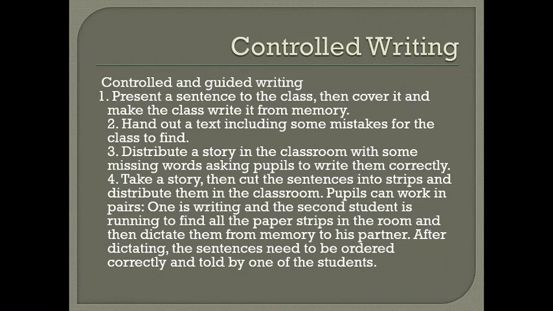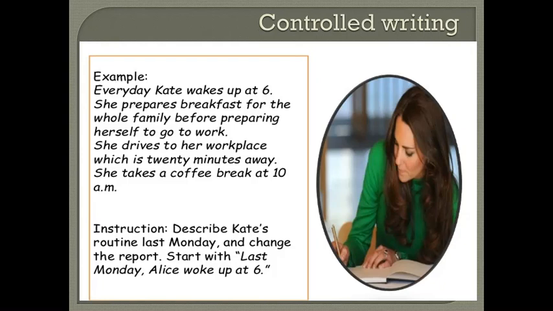After dictating, the sentences need to be ordered correctly and told by one of the students. This is controlled writing. For example, every day Kate wakes up at 6. She prepares breakfast for the whole family before preparing herself to go to work. She drives to her workplace. She is 20 minutes away. She takes a coffee break at 10 a.m.